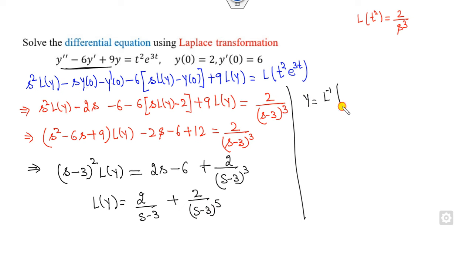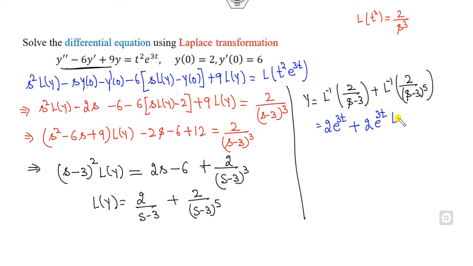It is L inverse 2 over (s minus 3) plus L inverse 2 over (s minus 3) raised to power 5. So what is that? This is twice e raised to power 3t. I can apply the shifting first theorem. 2 is outside, e raised to power 3t, L inverse 1 over s raised to power 5.